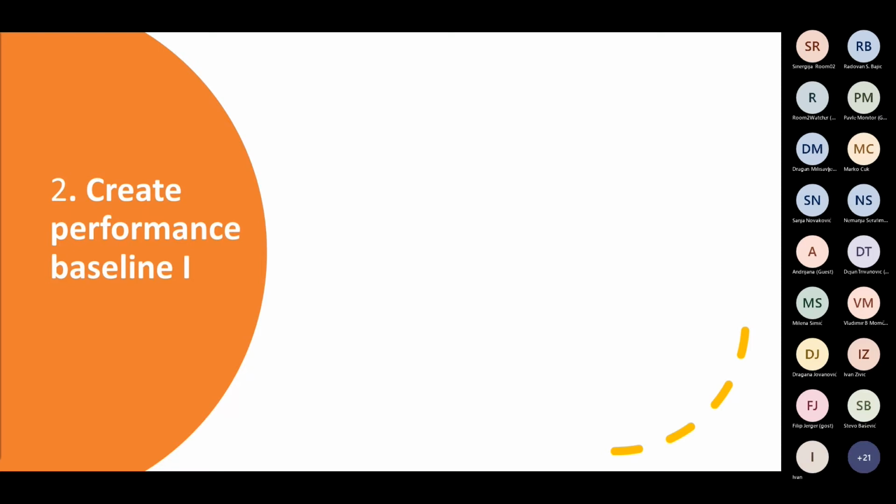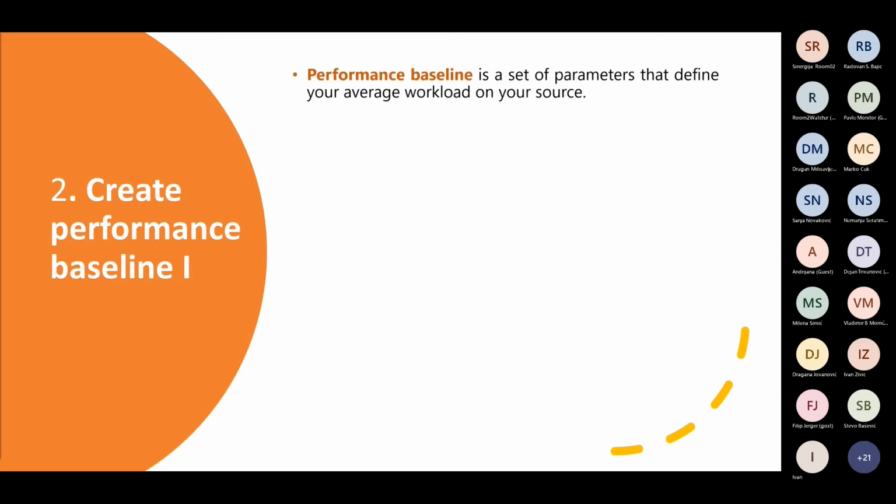To compare the performance of your workload on MI with your workload on your source, you need to create a performance baseline that will be used later for comparison. So basically, a performance baseline is a set of parameters that define your average workload on your source. So it's like a set of representative parameters.